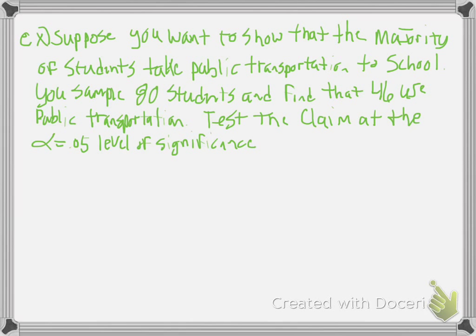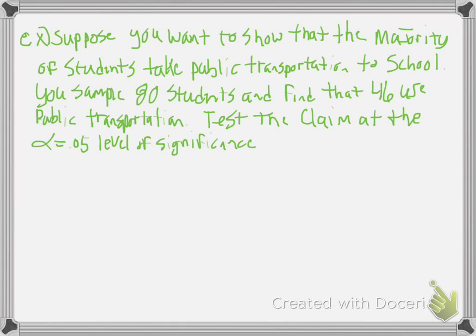Alright, last example here. One more example. Suppose you want to show that the majority of students take public transportation to school. You sample 80 students and find that 46 use public transportation. Test the claim at the alpha equals 0.05 level of significance.